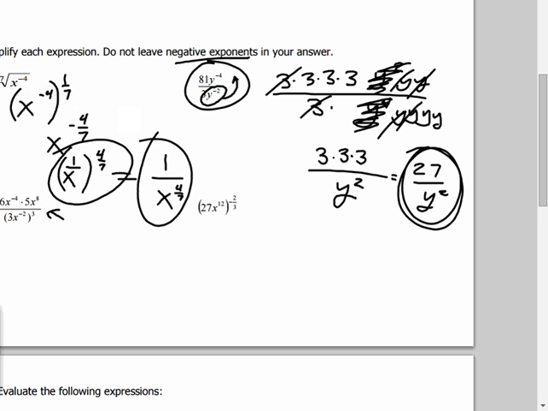Okay, I'm going to do this one next. I'm going to do the top part first. 6 times the 5 makes 30. And then x to the negative 4th and x to the 8th makes x to the positive 4th.